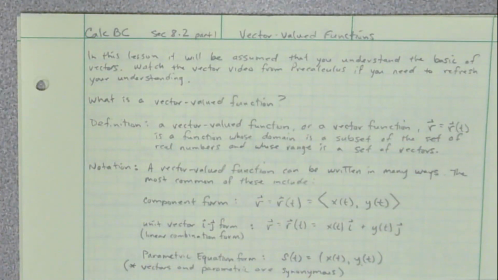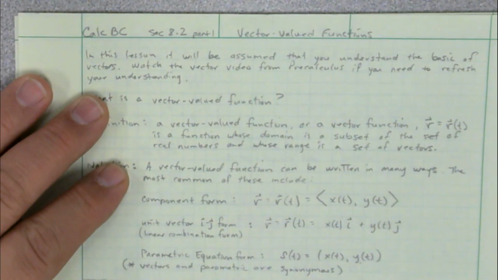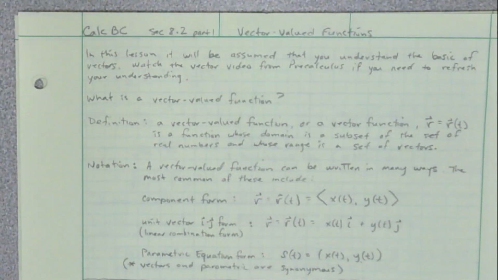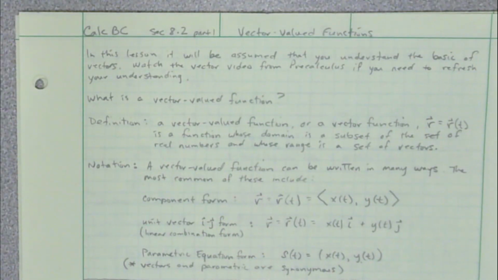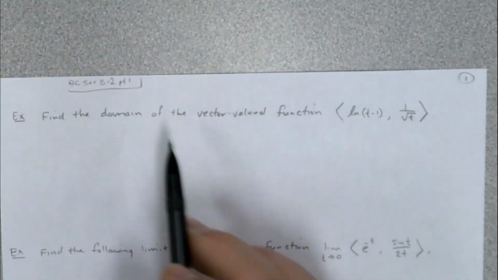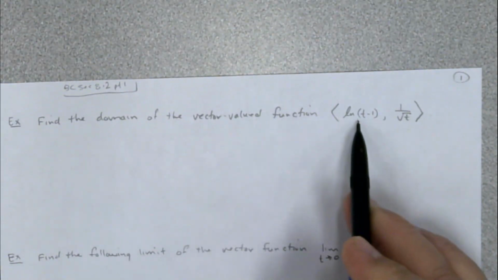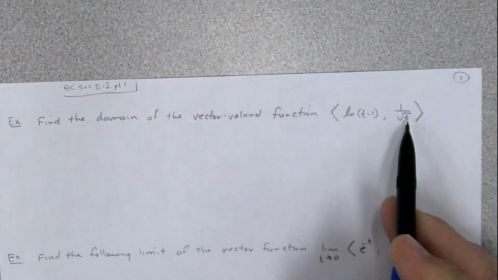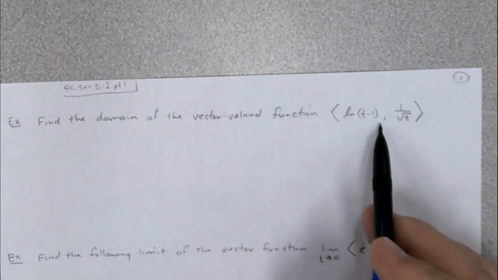Okay? So here's our first example. The first thing we need to focus on when we deal with vector functions is the domain. Let's take a look at this and see if we can figure out how to find the domain of one of our functions. Find the domain of this vector valued function right here. It's pretty obvious what you're going to do: you need to find the domain of each piece.